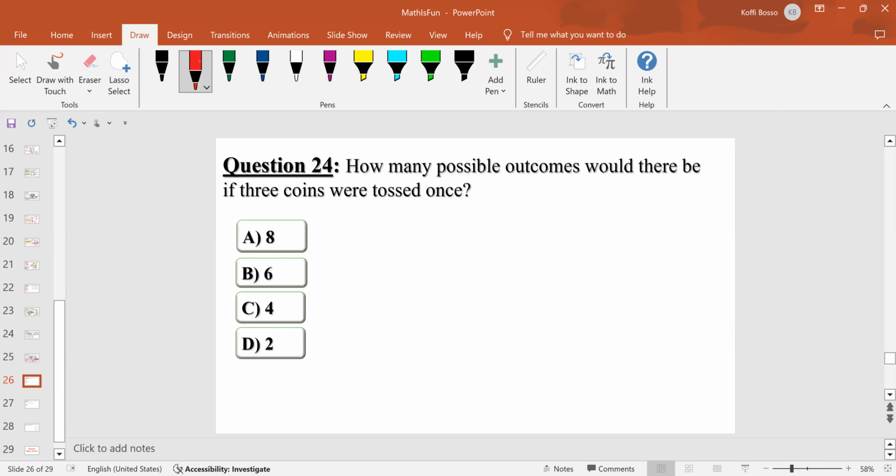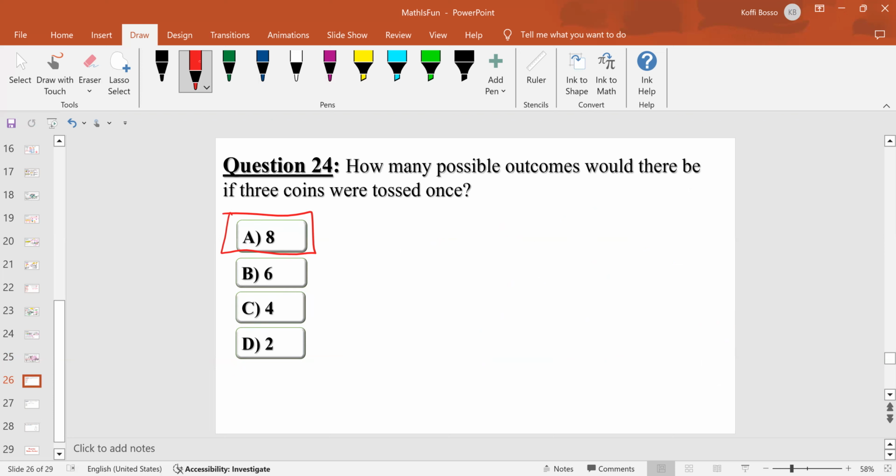Question 24. How many possible outcomes would there be if 3 coins were tossed once? This is a probability question. And to solve this question, I'll tell you first that the correct choice is A. But to better explain it, I'll use something called a tree diagram.